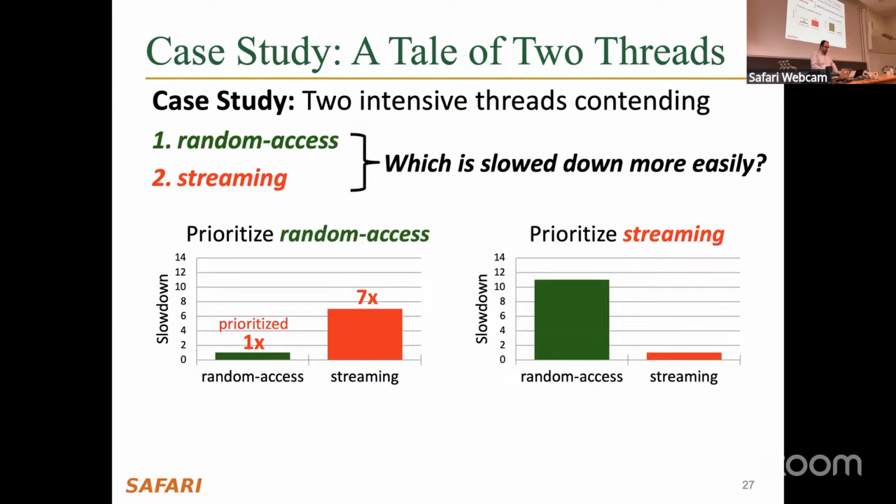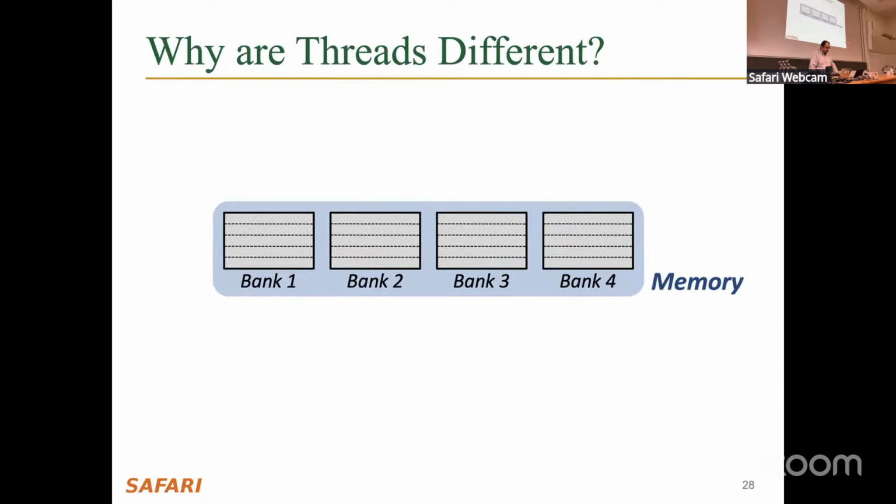You have observed these results from our previous studies: essentially, when you prioritize random accesses, the streaming access basically experiences a 7 times slowdown here. And when you prioritize the streaming access, the random access is slowed down more, like 10 to 12 times. So in this picture, we try to show why this is happening.